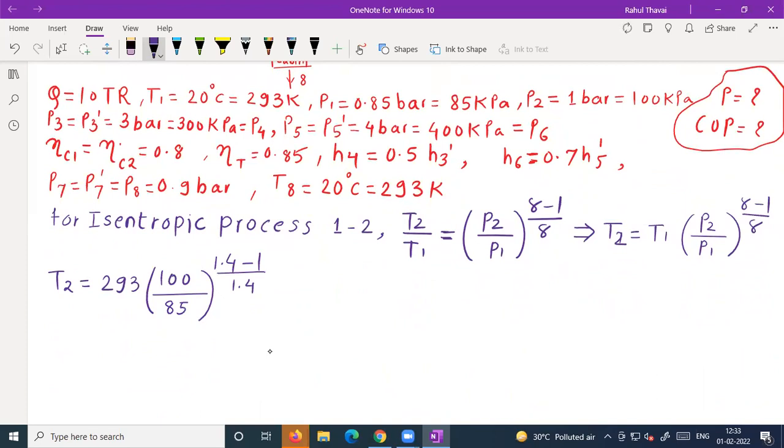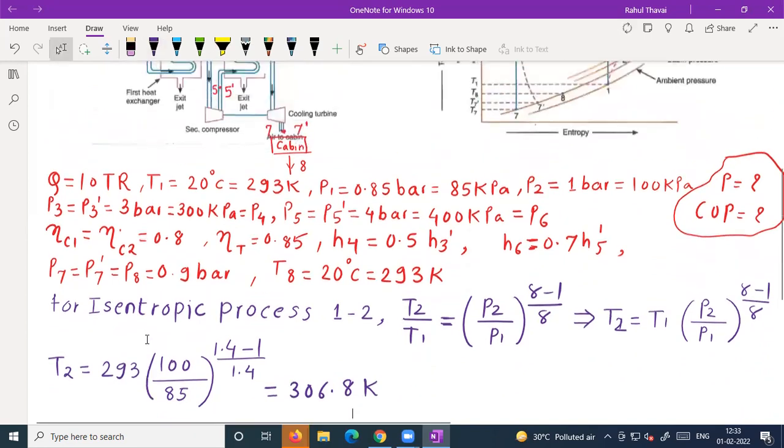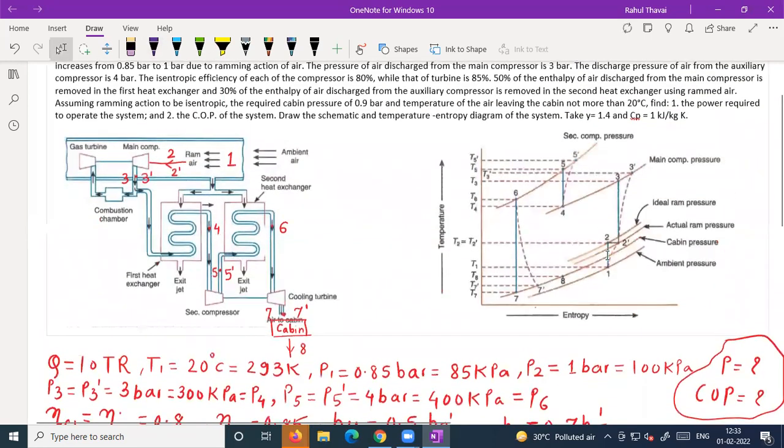So from this, we will get the value of T2 equal to 306.8 Kelvin. This is the value of T2 that we got, 306.8 Kelvin. So this is all about which process? The 1 to 2 process, because it's isentropic. Is that okay?